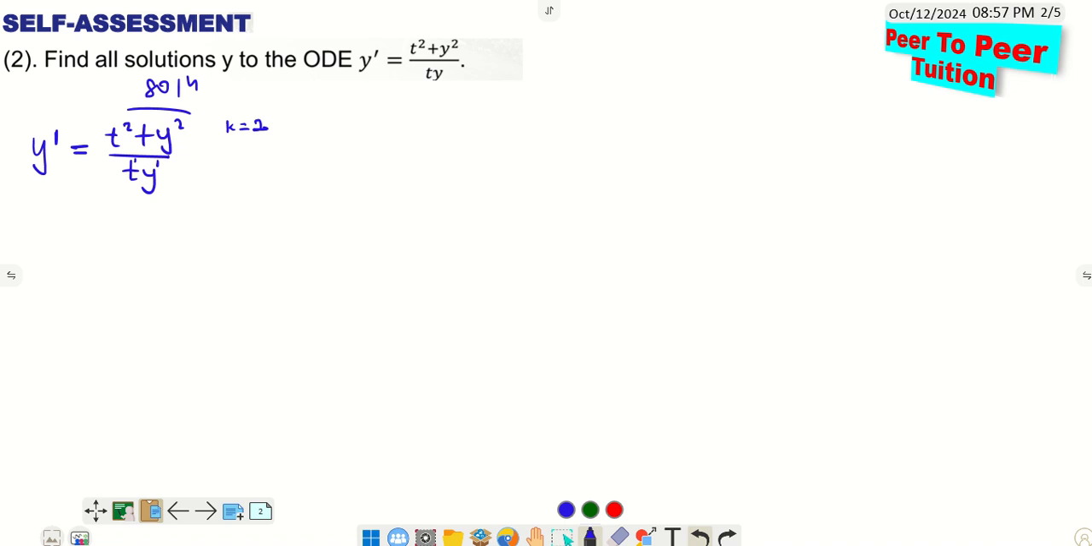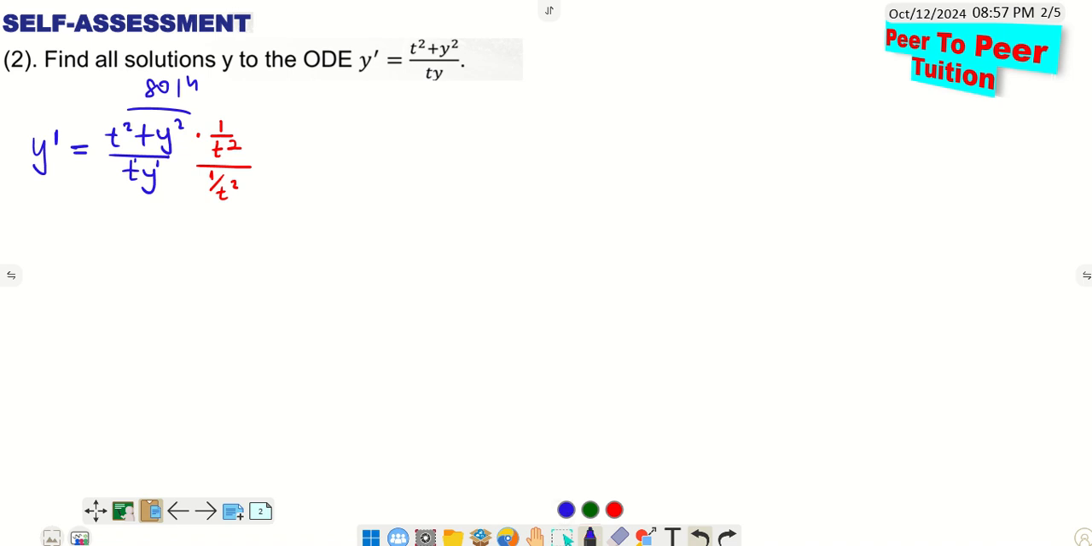Now that we know that it is homogeneous of degree 2, the rule says that in solving an Euler homogeneous differential equation, we have to multiply the numerator by 1 over t to the power k, where we know k to be 2. Then we also do the same thing for the denominator, 1 over t squared.